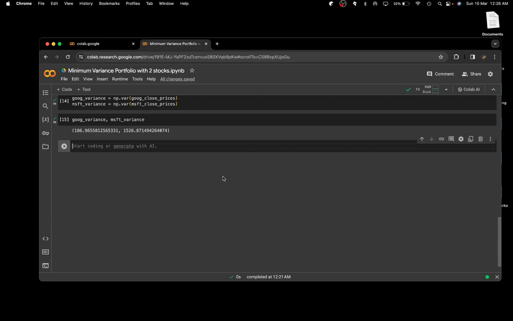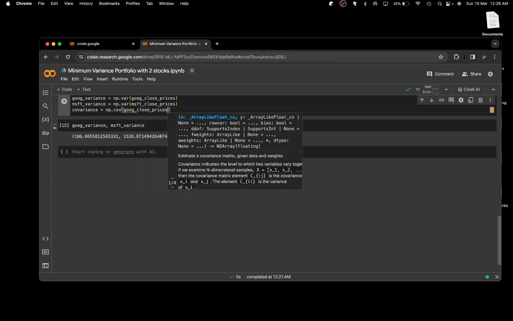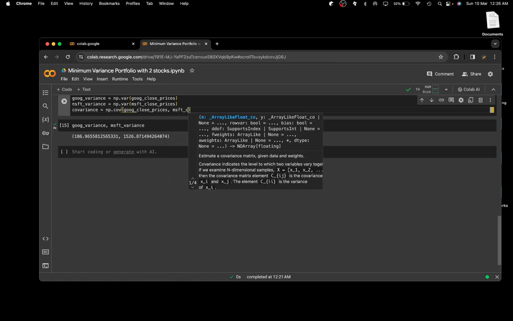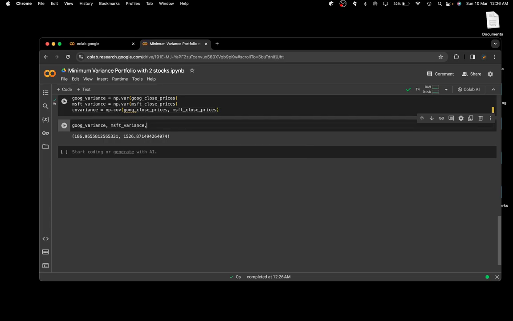All right, pretty much. So now we need to get the covariance. We can get the covariance, and you know what, I should have just done it all in one go. So np.cov, and we just do the close prices and the MSFT close prices. So we can just print out the covariance.